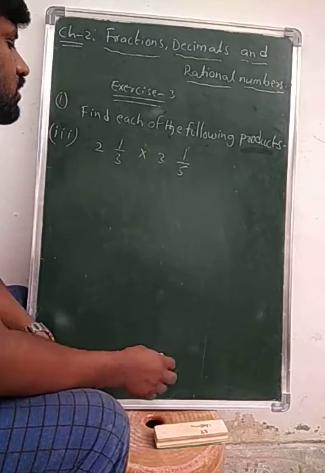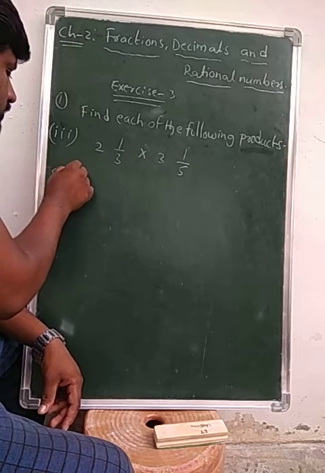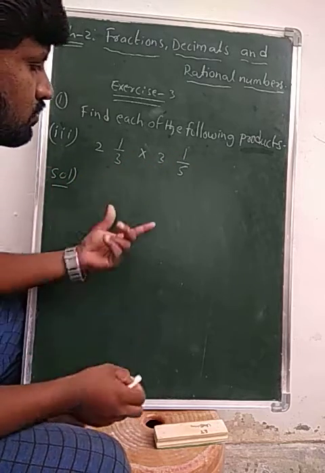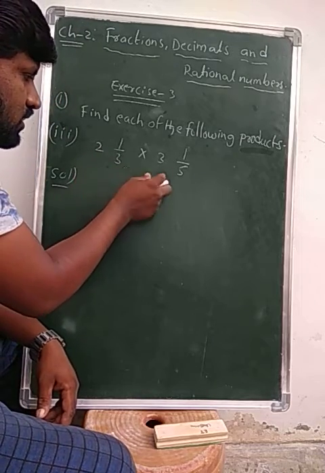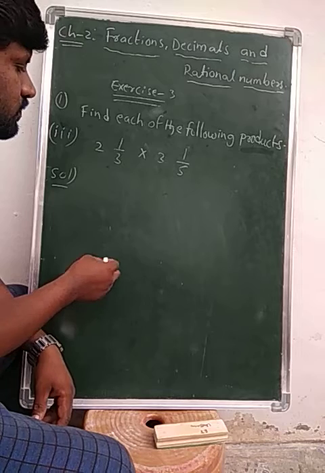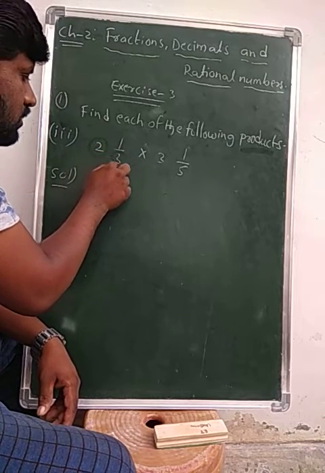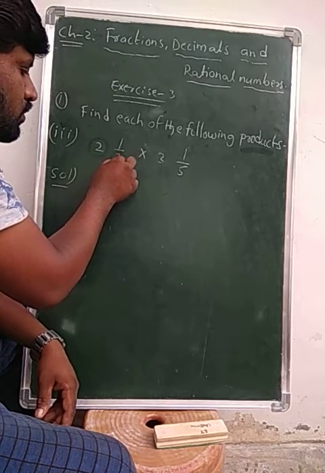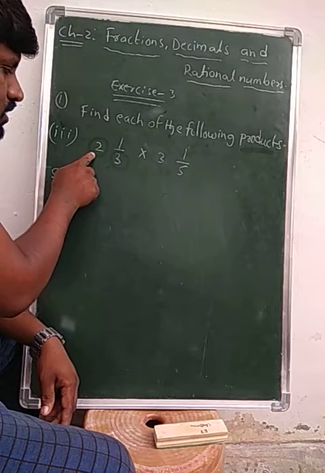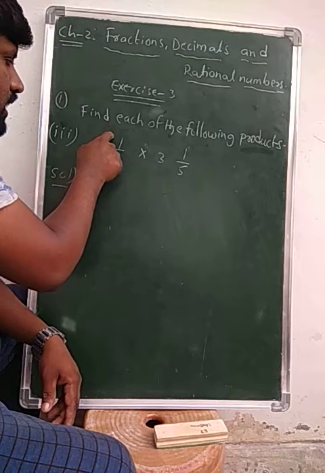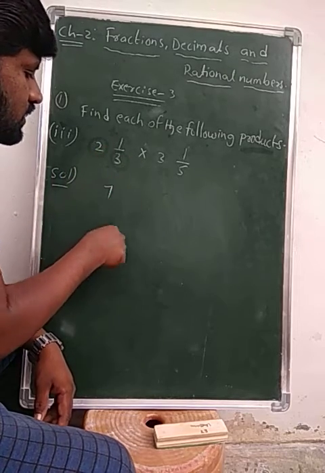Okay, so 2 1/3 into 3 1/5. Clearly these two are what, Nana? Mixed fractions. Yes, now I am going to convert these mixed fractions into an improper fraction. We need to multiply the whole number part with the denominator of the proper fraction. So that is 2 into 3 or 3 into 2. So 3 2s are what? 6. And then add the numerator. 3 2s are 6. 6 plus 1, that is 7.